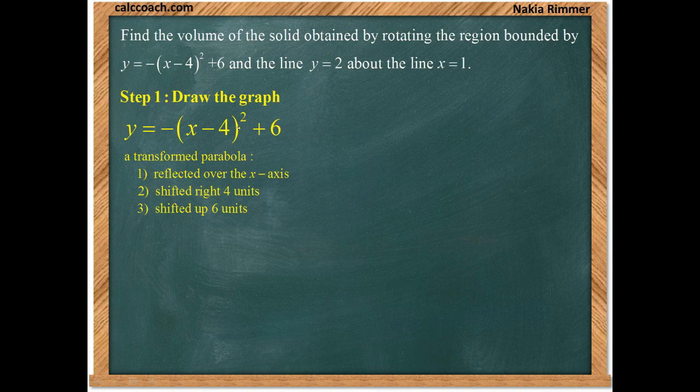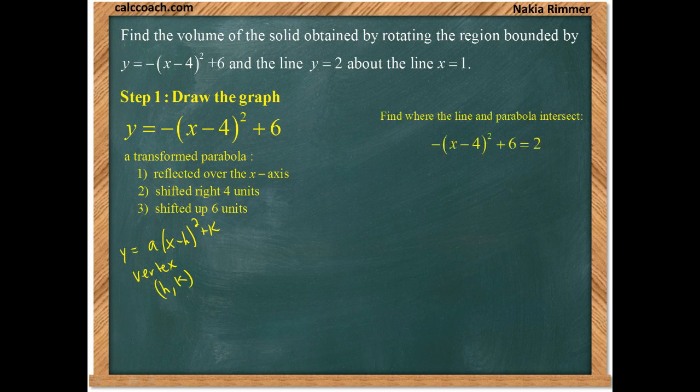So basically, this is the standard form where you have a times the quantity x minus h squared plus k. Y equals that is the parabola, and the vertex is (h, k). Alright, great. So then we have the line y equals 2. We want to find out where they intersect.